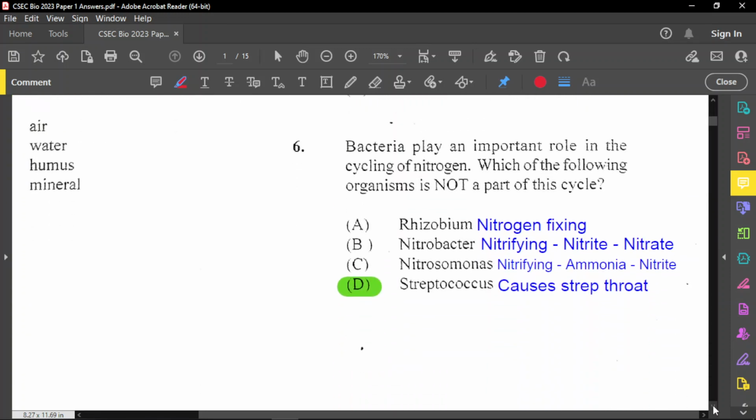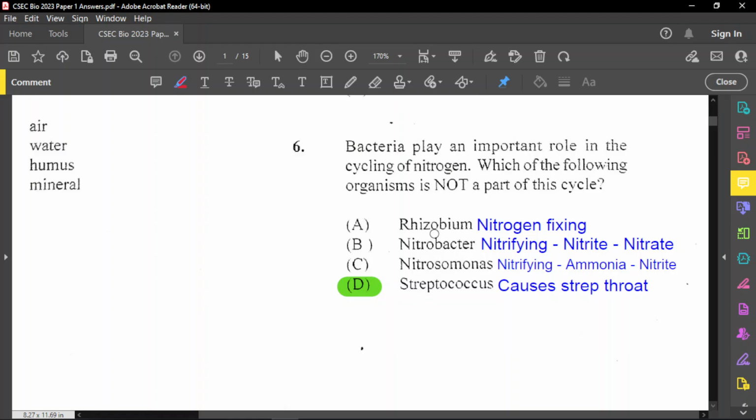All right, for question number 6, it states that bacteria plays an important role in the cycling of nitrogen. It said which of the following organisms is not a part of this cycle? And so the correct answer here is streptococcus, because streptococcus is the bacteria that cause strep throat when you see the infection of the tonsils and so on.